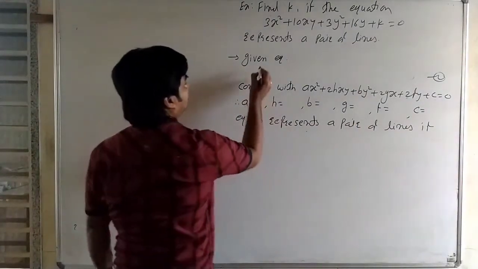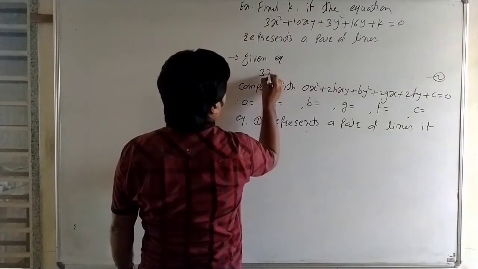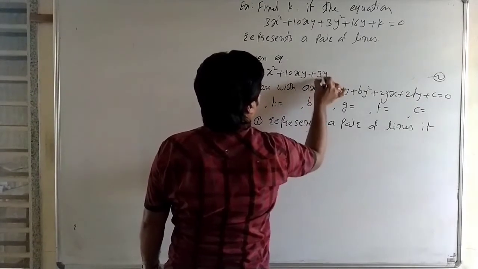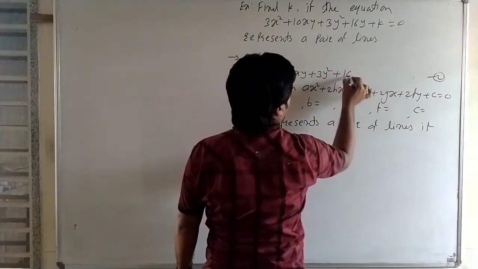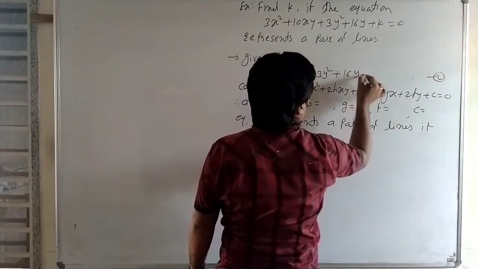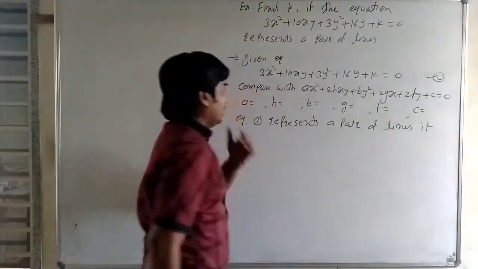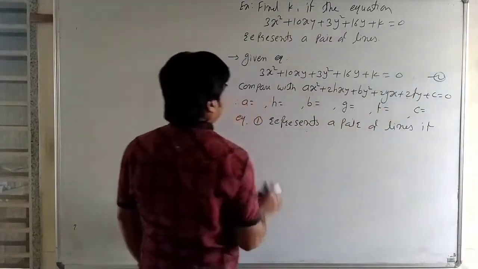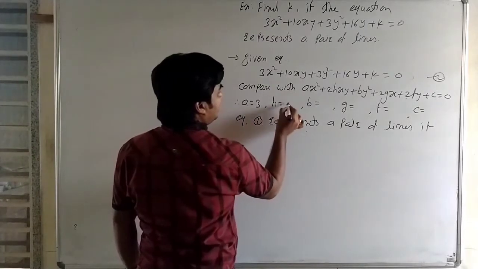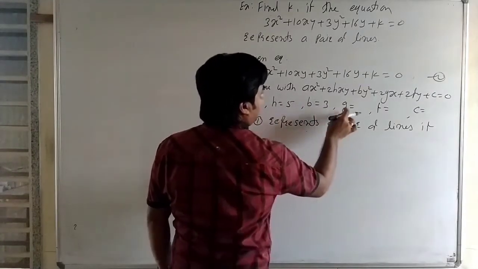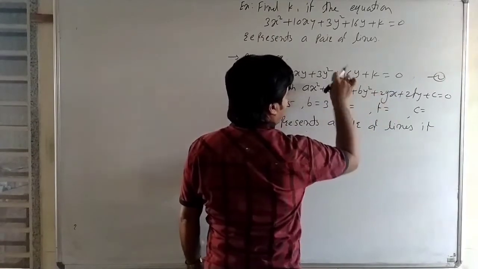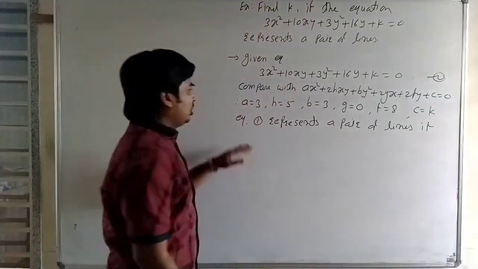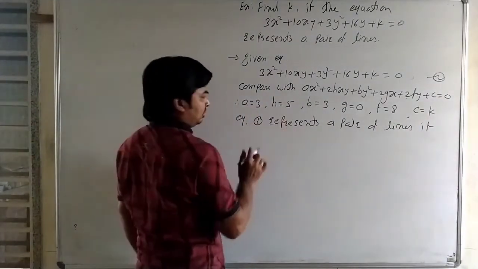Now here given equation 3x square plus 10xy plus 3y square plus 16y and plus k is equal to 0. The compare with ax square plus 2hxy plus by square plus 2gx plus 2fy plus c equal to 0. Therefore, a is equal to 3, h is equal to 5, b is equal to 3. Here g, coefficient of x is absent, therefore it is a 0, and f is equal to 8 and it is k. Equation 1 represent pair of lines if both conditions are satisfied.